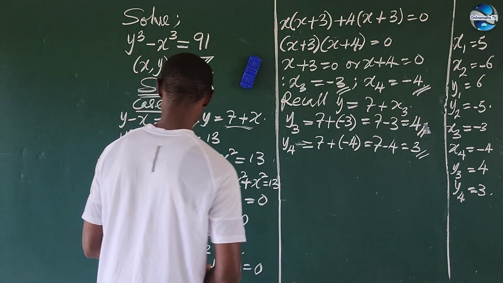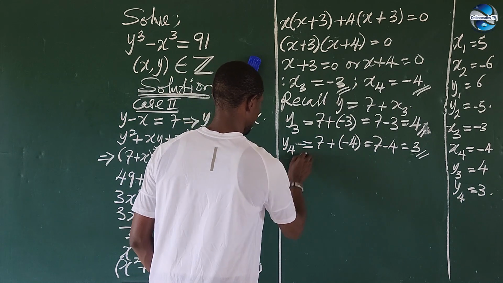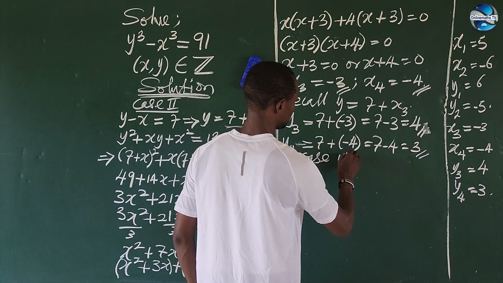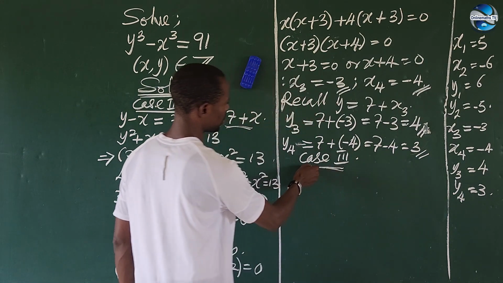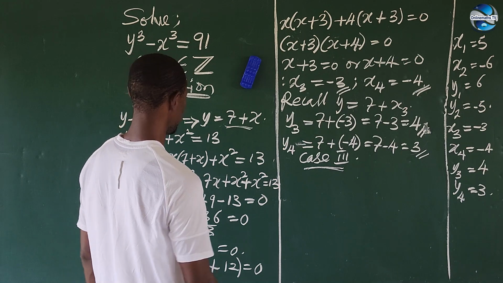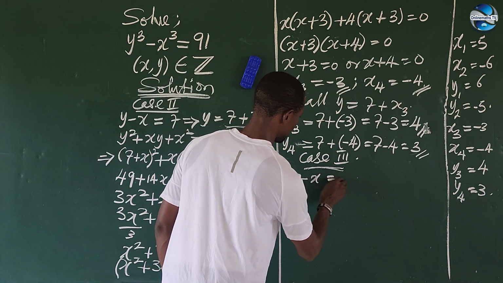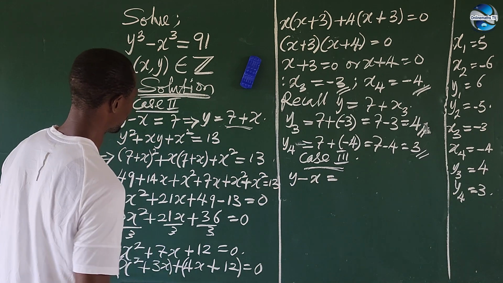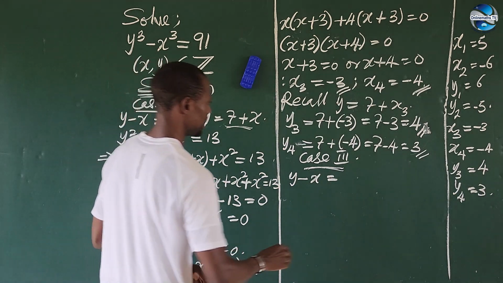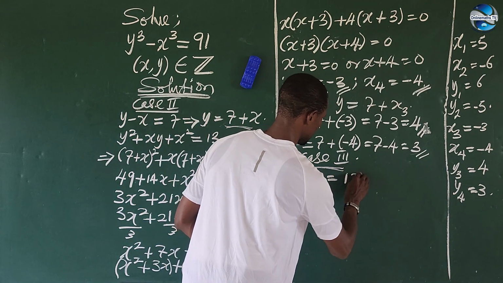Okay, so let's take our case number 3. So we have case 3. Let's see if something good will come from case 3. What will be our case 3? Case 3 is going to give us y minus x will now be equal to what? That will give us 13. We're going to have here 13.